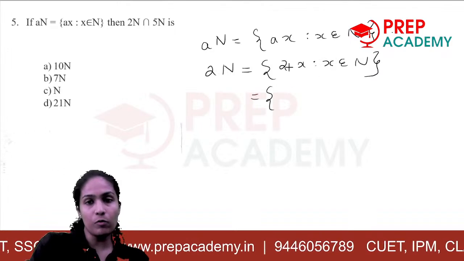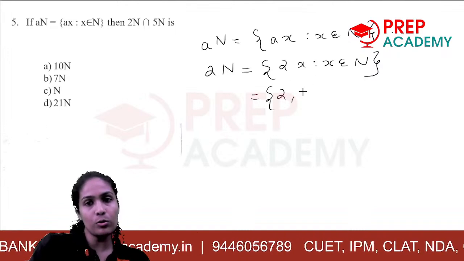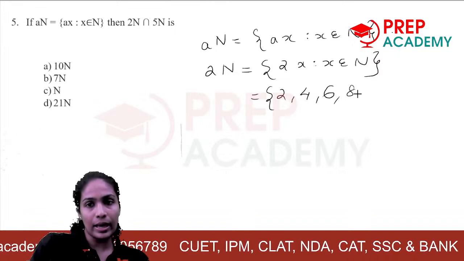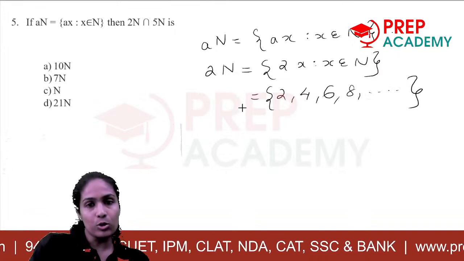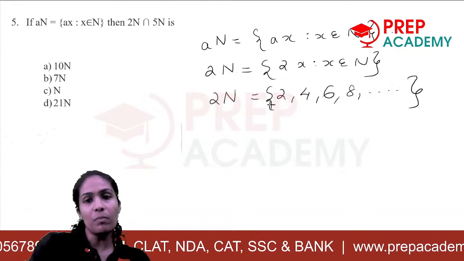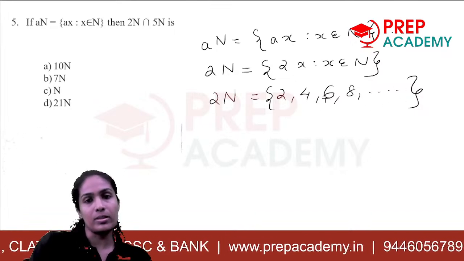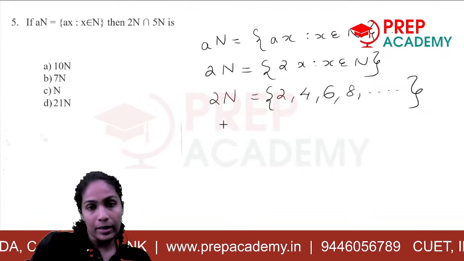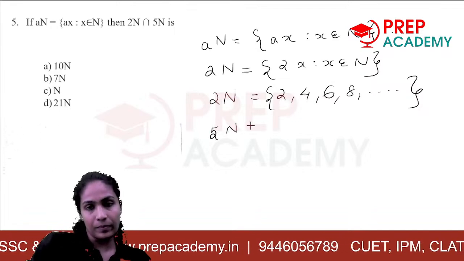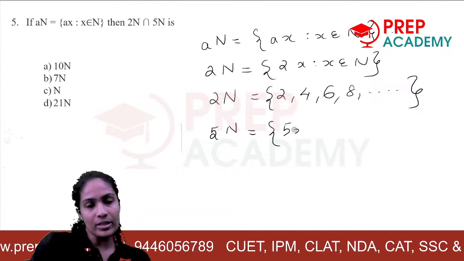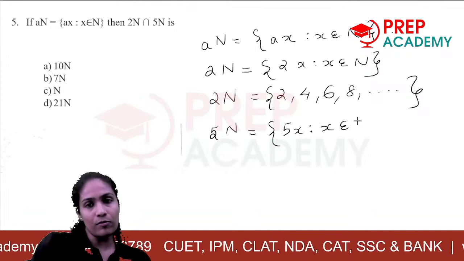So when x equal to 1, 2 into 1 is 2. When x equal to 2, it is 2 into 2, 4. Next elements are 6, 8, etc. So 2N denotes the set of all multiples of 2, or the set of all even numbers. Now 5N means the set of all 5x such that x is an element of N.